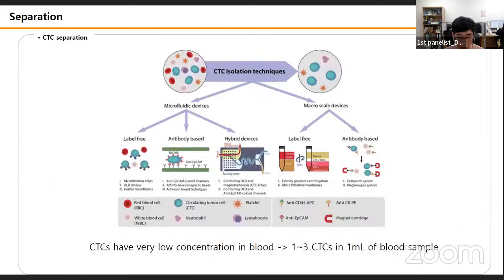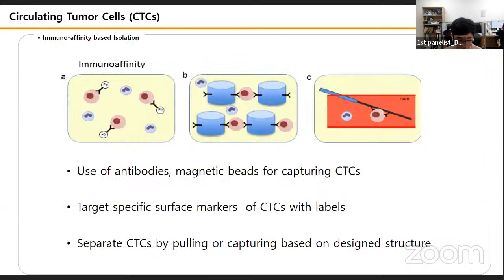While CTC is among the most promising biomarkers of cancer, CTCs have very low intrinsic concentration in blood. Only 1 to 3 CTCs exist in 1 milliliter of blood sample. Such low concentration brings a significant challenge in separating CTCs from blood. One of the main methods to separate CTCs is immunoaffinity-based isolation with antibodies or magnetic beads to capture CTCs. Target-specific surface markers are used to label CTCs and separate them by pulling or capturing based on the design structure of the microfluidic device.